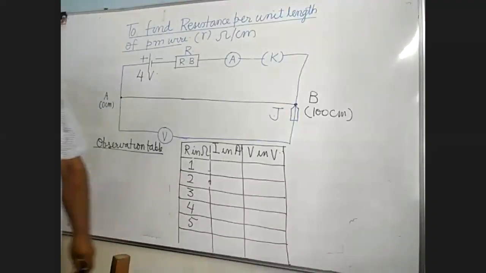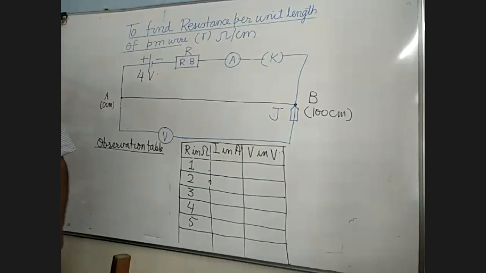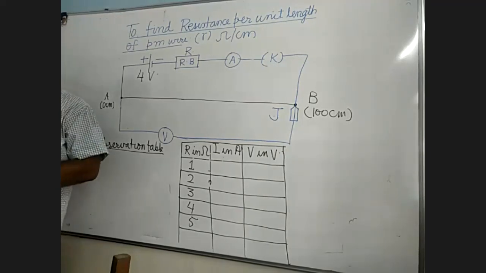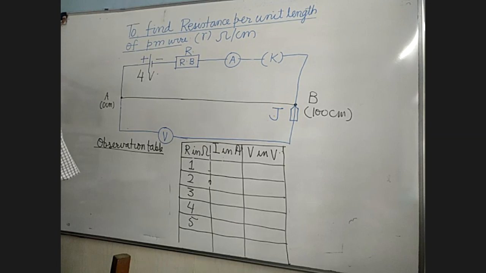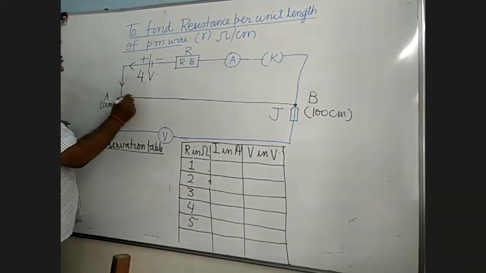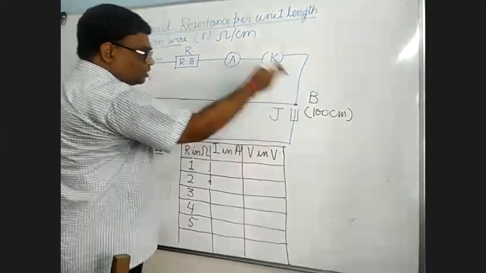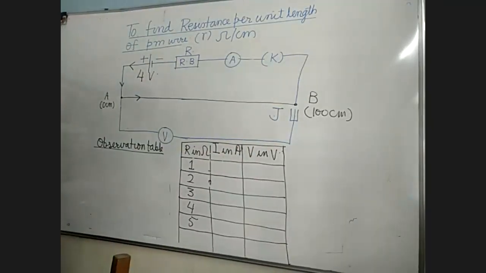It's clear. Now current comes out from the positive terminal, and current always flows from where to where? From high potential to low potential. Current is flowing from high potential to low potential. Means here current is going in this way. So here current will not go now, it will go only when we touch the jockey.